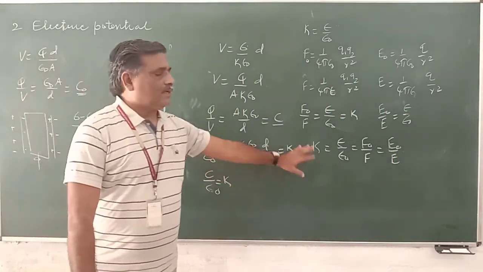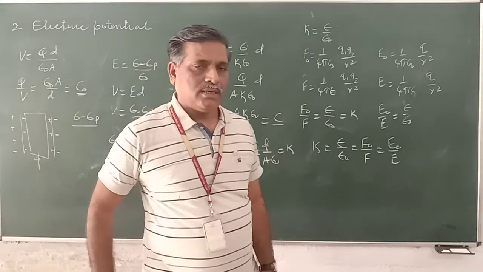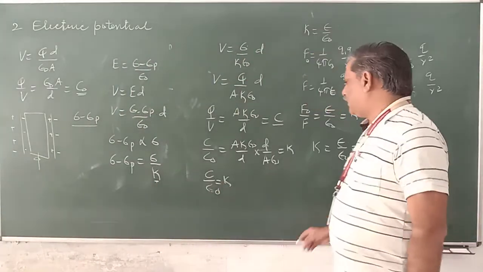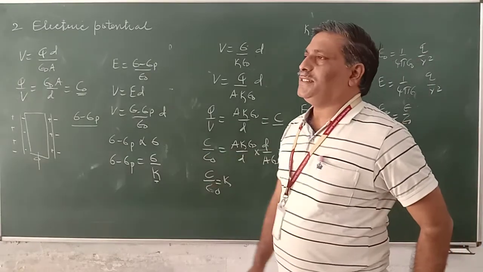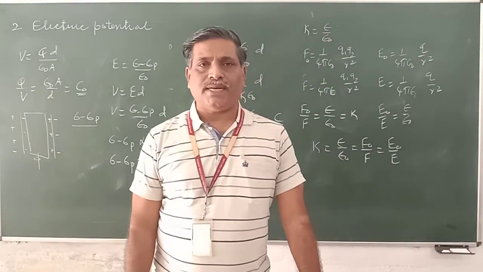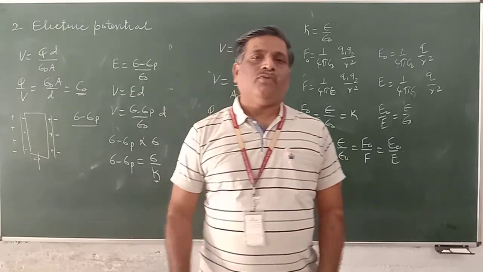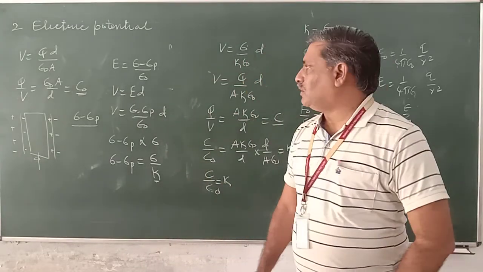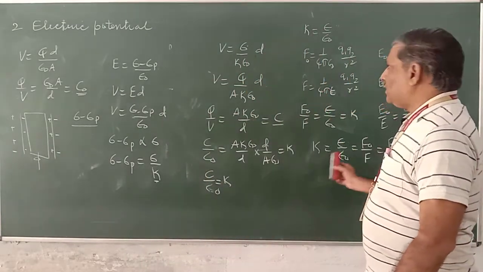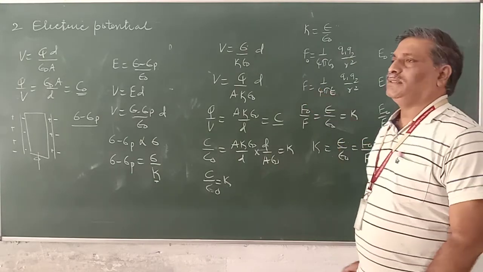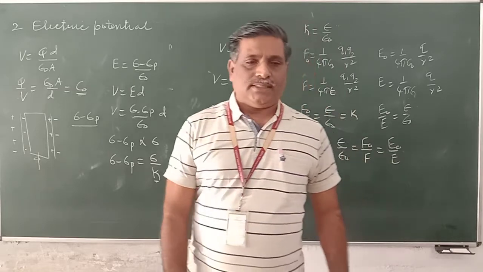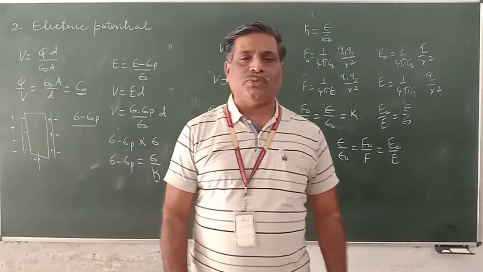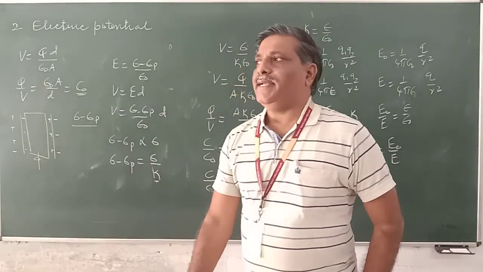So this is the dielectric constant. The dielectric constant is greater than 1. Therefore, the capacitance of the capacitor increases when the dielectric is inserted between the plates, and this is the effect of the dielectric on the capacitance. Now let us move to the next topic, that is the relation between psi and K.